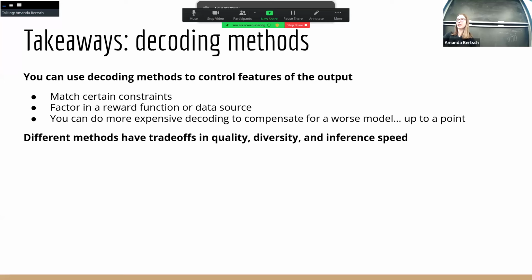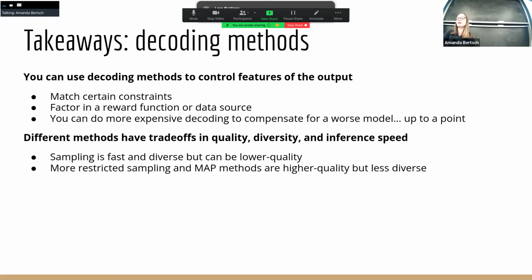The methods that we looked at have these trade-offs in quality, in diversity, and in inference speed. So sampling from your model directly is pretty fast to do. You get really diverse outputs, but it tends to be lower quality. Whereas more restricted sampling, these mode-seeking search methods, tend to be higher quality, but you get less diverse outputs. And that's why we have methods like diverse and stochastic beam search to counteract this a bit. And then methods like MBR or other sample-and-re-rank methods tend to give very high quality outputs, but you pay for this with much slower inference time.